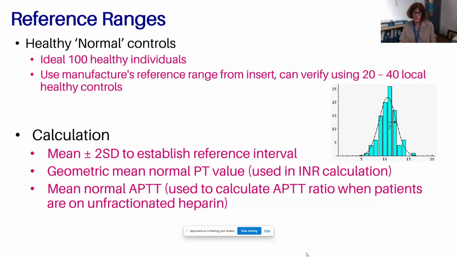So for reference ranges, I've just put this in here now. Every test that we do in coag has to have a reference range. And we need healthy, normal controls. Ideally, we'd like 100, but often we will just verify the manufacturer's reference range, which comes on the insert of all your reagents. And you can do that by collecting 20 to 40 local healthy controls. We then establish the mean plus or minus 2 standard deviations as the reference interval, and that applies for the majority of coagulation factors that we measure. The PT, the APTT, thrombin time, clotting factor can all be established this way.